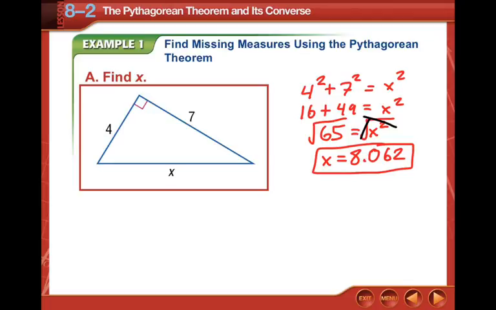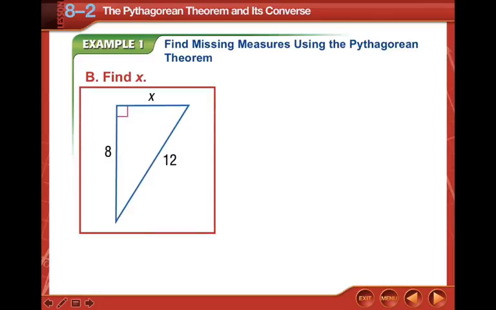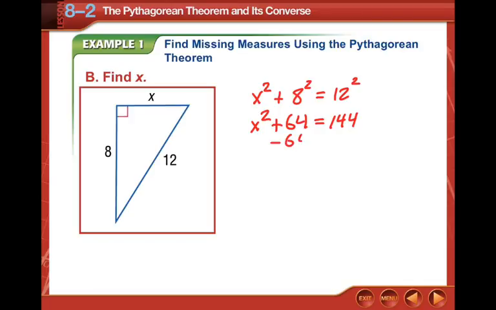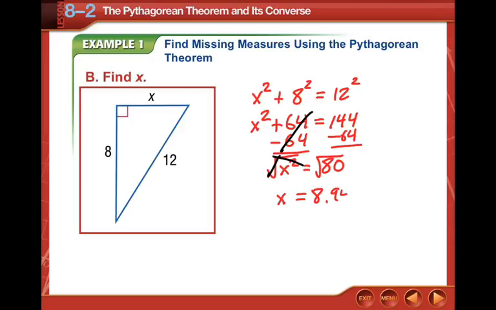So let's look at the next problem. Again, finding x. This time, though, x is one of the legs of our right triangle. So x is either a or b. Well, I like to put it first. Our other leg is the 8, and our hypotenuse is 12. So 8 squared is 64, and 12 squared is 144. Subtract 64 from both sides. Cancels on the left, and x squared is equal to 144 minus 64 is 80. Now, we're going to square root both sides. Cancel the square. And 80 is not quite 81, which means that our answer is going to be not quite 9. 8.944.